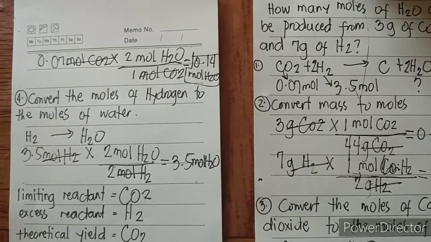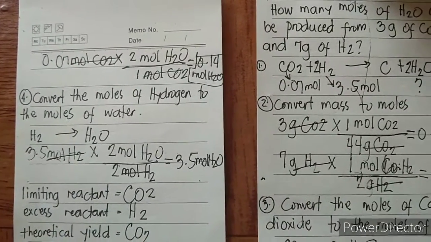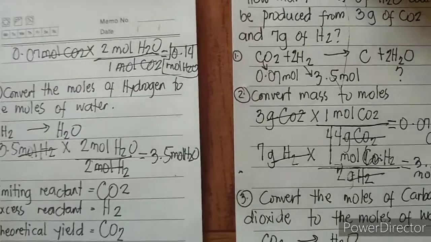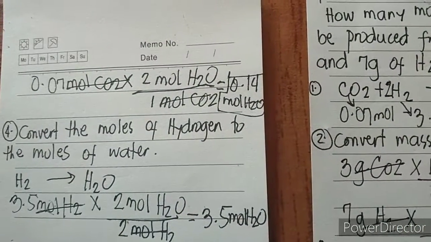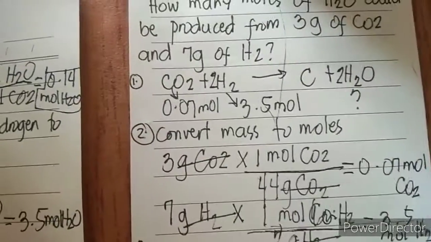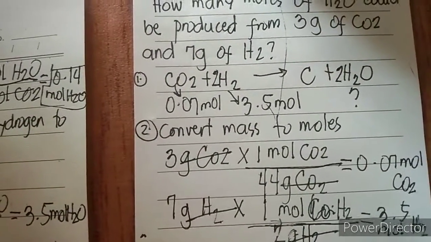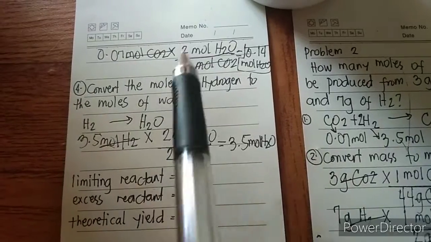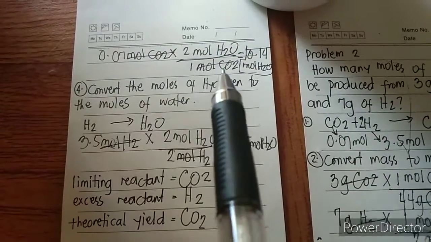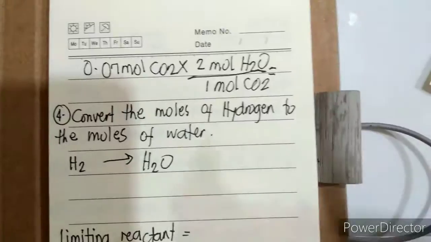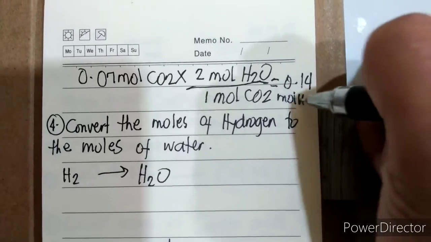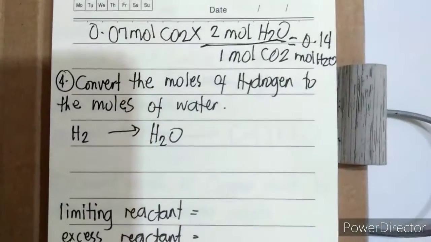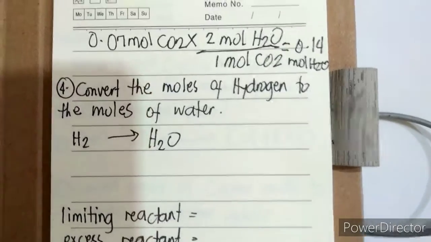So 0.07 moles of CO2 times 2 moles of H2O. So why is it 2 moles of H2O there? From the balanced chemical equation, 2 moles of H2O divided by 1 mole of CO2, because we only have 1 CO2 from the balanced equation here. So let's cancel this out. So 0.07 times 2 moles of H2O divided by 1 is equal to 0.14 mole H2O. For the next step, we need to convert the moles of hydrogen to the moles of water.